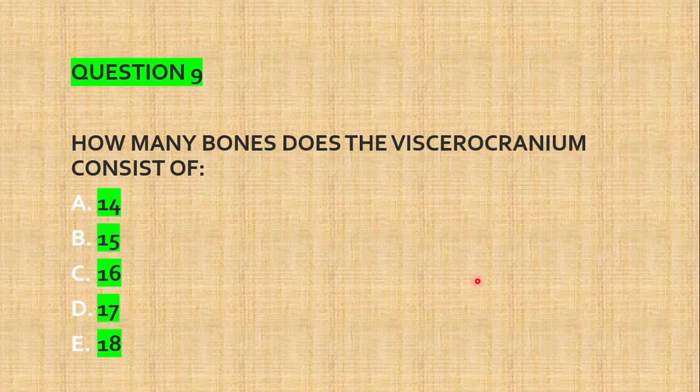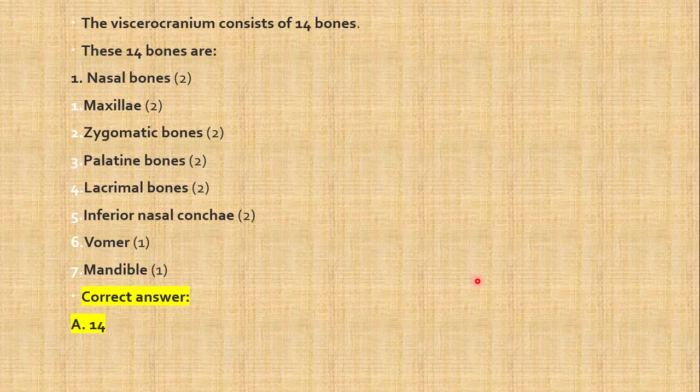Question 9. How many bones does the viscerocranium consist of? The viscerocranium. How about we try to spell this word, viscerocranium? 1, 2, 3, 4, 5, 6, 7, 8, 9, 10, 11, 12, 13, 14. It contains 14 bones. And that is the answer to this question. So the answer is option A, 14 bones, okay? But don't do that in board exams, please. So the viscerocranium consists of 14 bones.